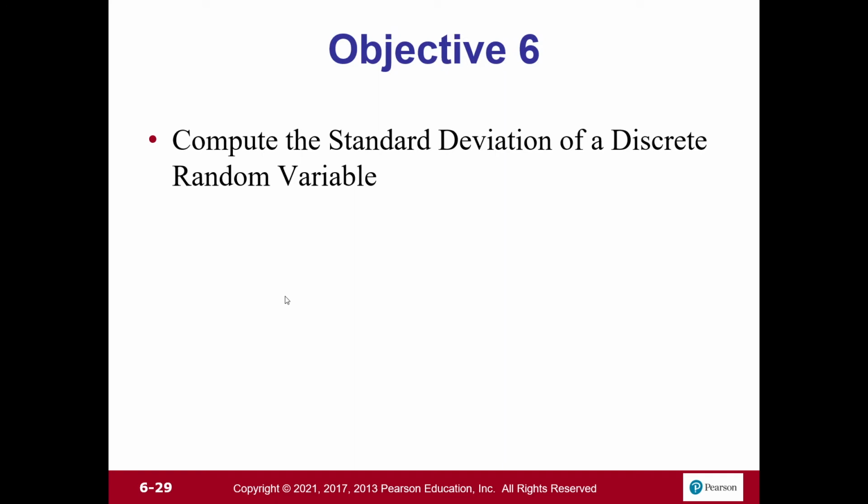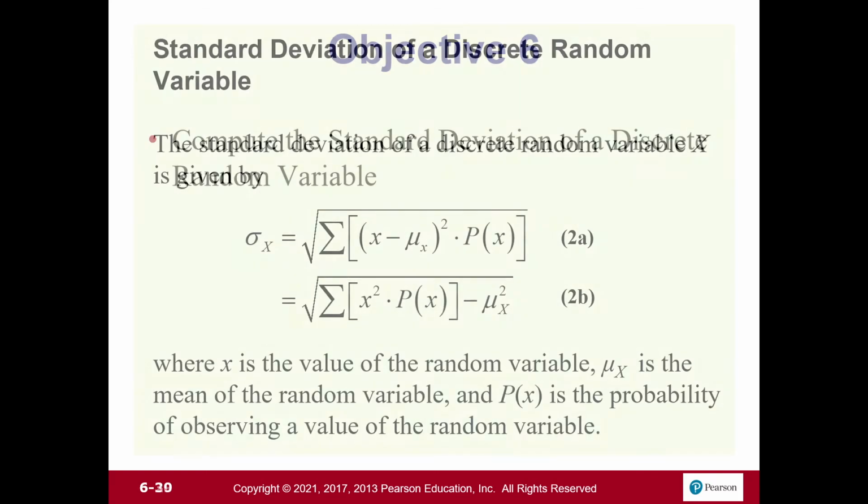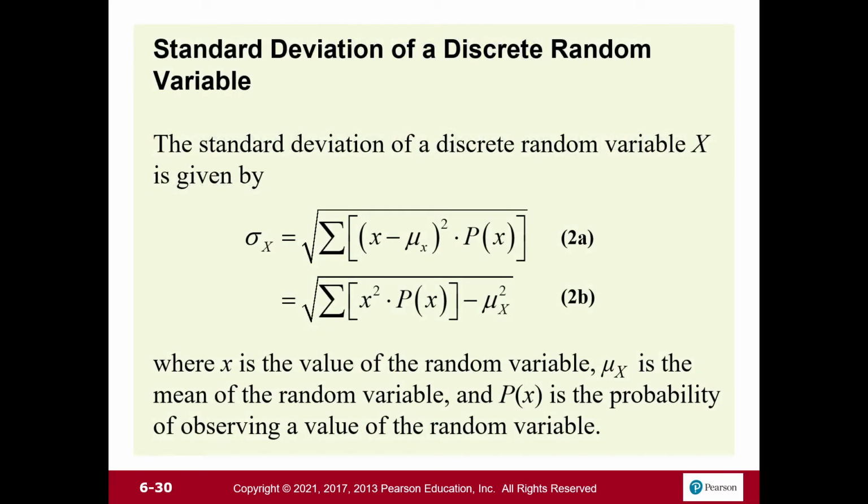So now we're going to talk about computing the standard deviation of a discrete random variable. Keep in mind, we have technology to do this. The standard deviation of a discrete random variable x is given by this.